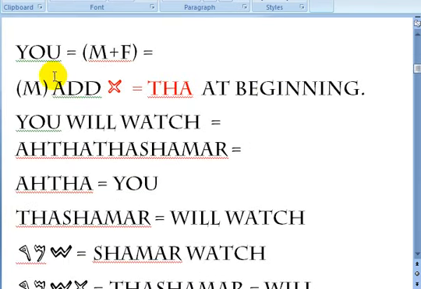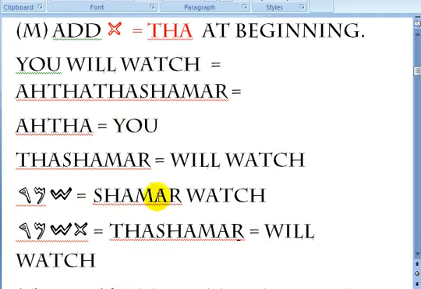The next one is you, male plus female. For the male, you add a tha at the beginning of the word. That's how you make it future tense, and how you distinguish that it's dealing with a male. It says you will watch. Atha tha shamar. Atha is you, tha shamar will watch. You will watch. Once again, shamar is watch. Tha shamar will watch.